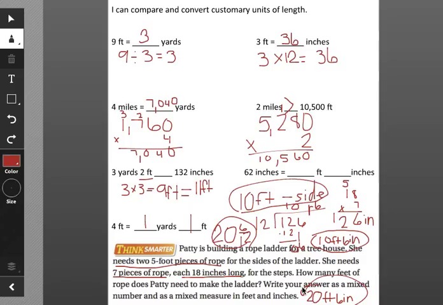And that is using the conversion chart to help me convert and compare customary units of length.